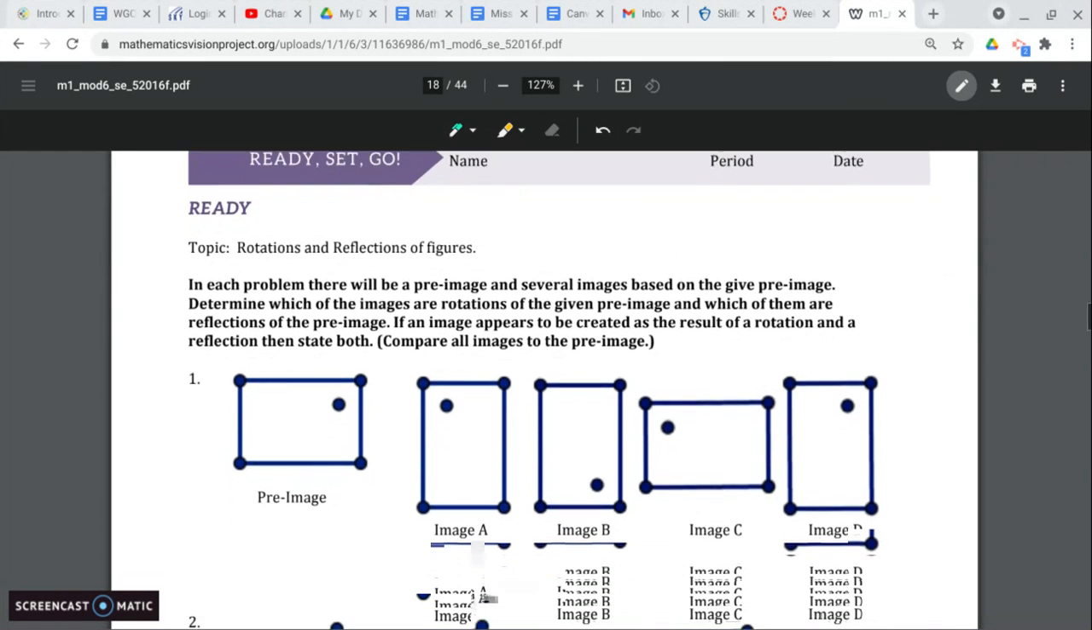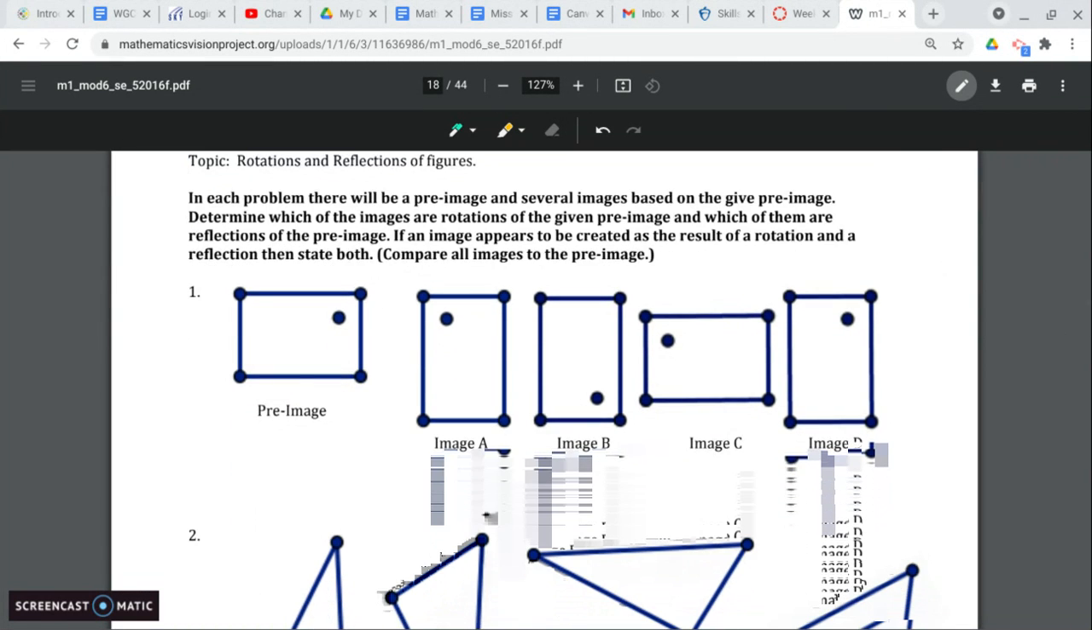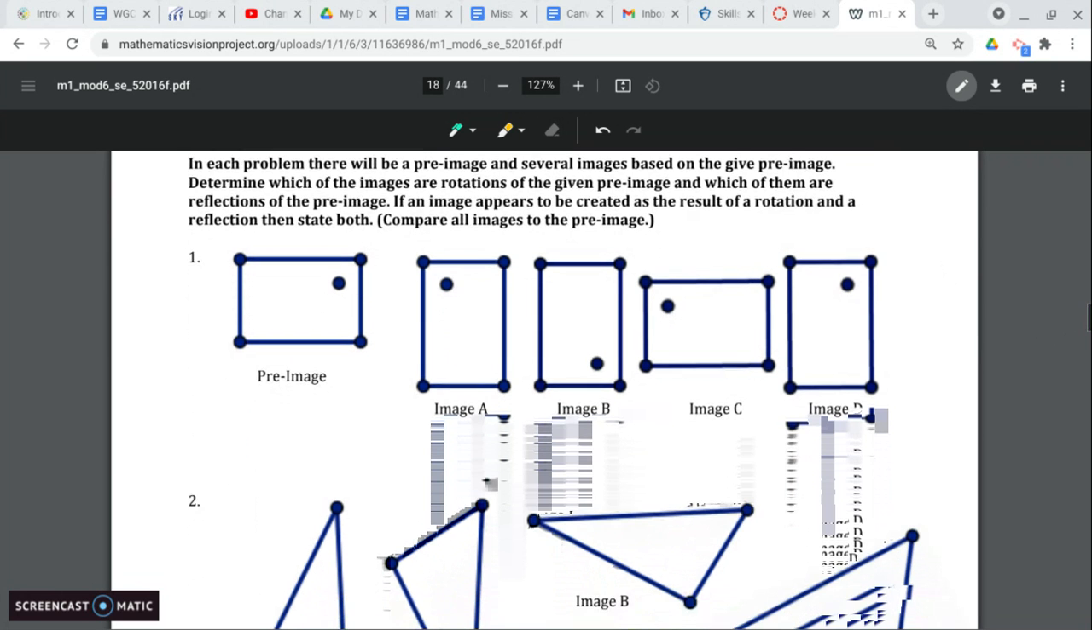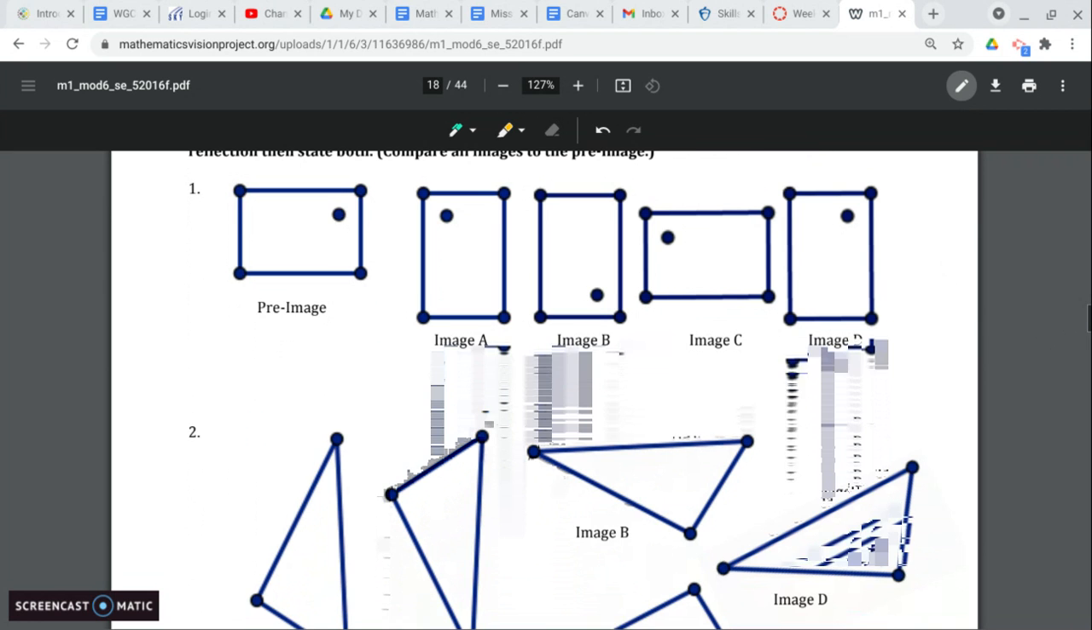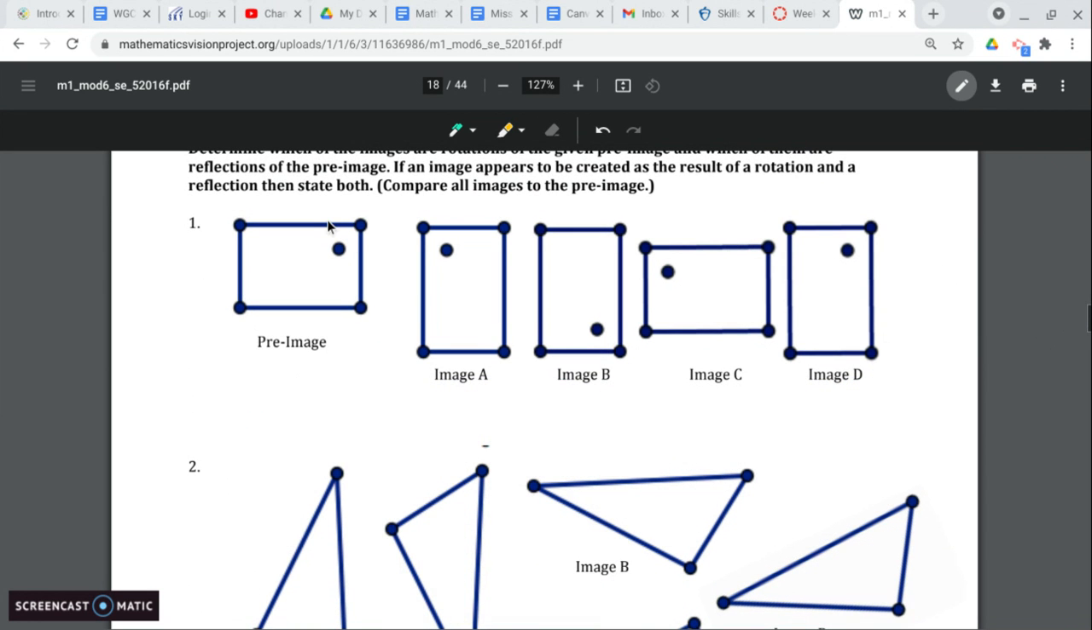So for this first part, in each problem there will be a pre-image and several images based on the given pre-image. Determine which of the images are rotations of the given pre-image and which of them are reflections of the pre-image. If an image appears to be created as the result of a rotation and a reflection, then state both. So you're comparing all the images to the pre-image, by the way.